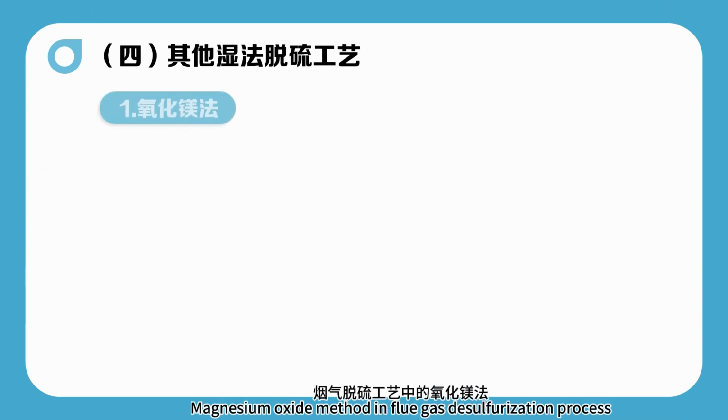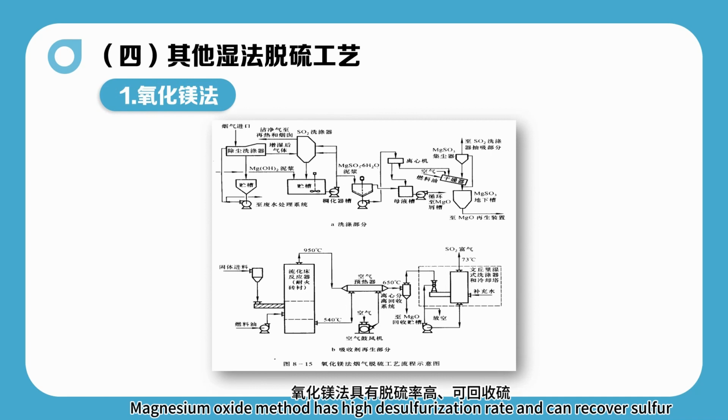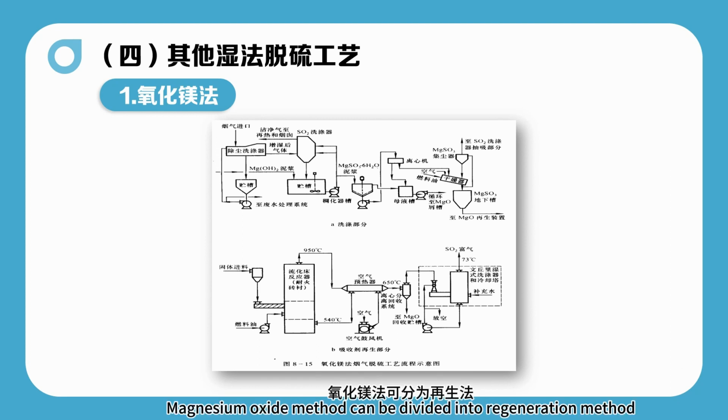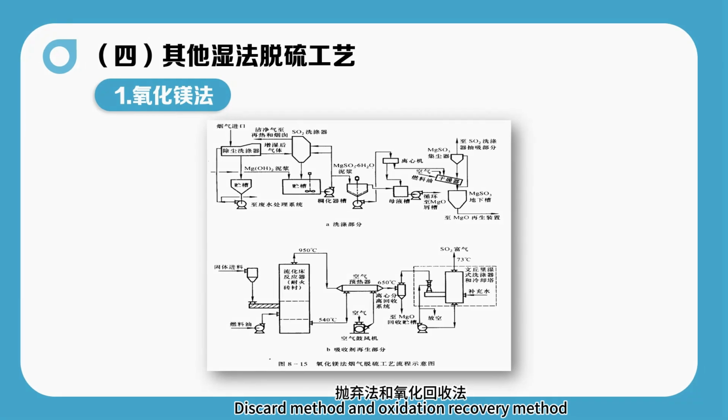Magnesium oxide method in flue gas desulfurization process. Magnesium oxide method has high desulfurization rate and can recover sulfur, avoid solid waste, and other characteristics. In areas with coal resources it is a kind of competitive desulfurization technology. Magnesium oxide method can be divided into regeneration method, discard method and oxidation recovery method.